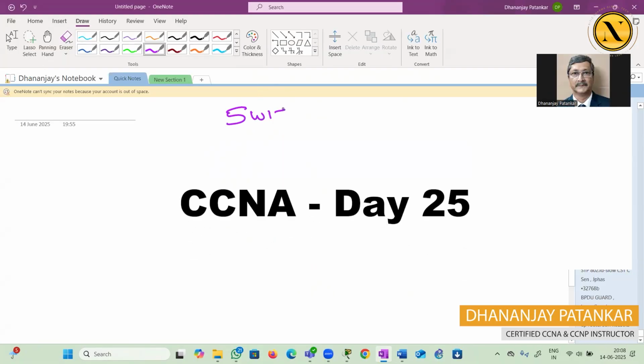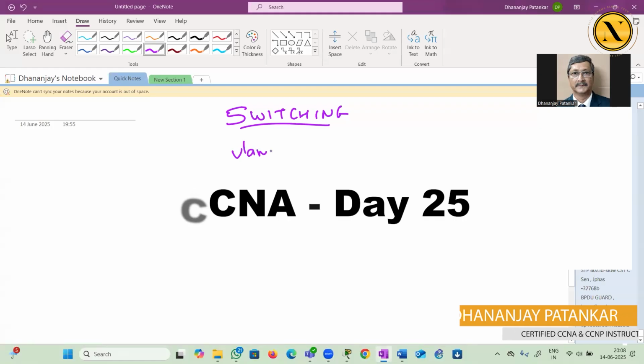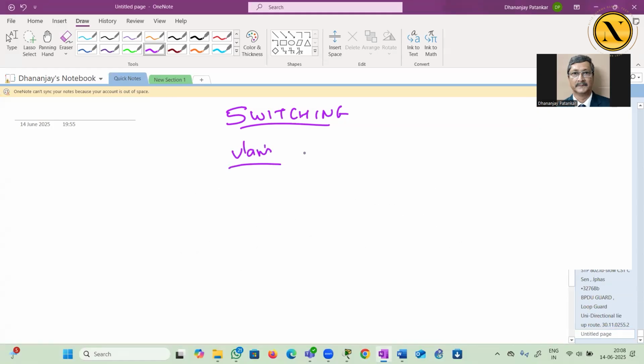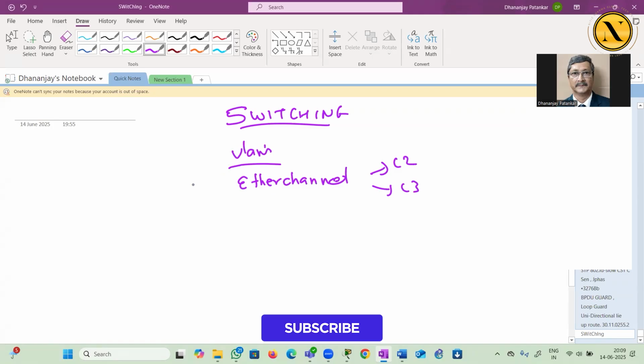So we have done switching. Remember switching, VLANs, broadcast domains, how to create VLANs, how to assign ports to VLANs, right? And then inter-VLAN communication, we have done all these things. EtherChannels, two ways, layer 2 as well as layer 3. And then port security, we have done.